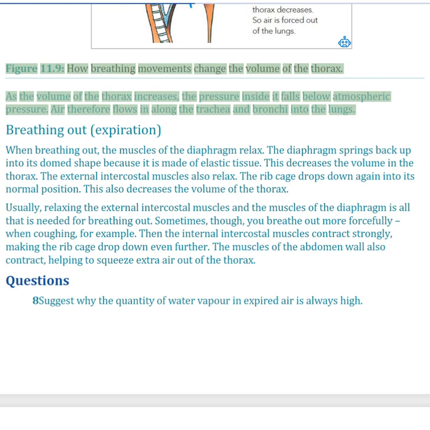As the volume of the thorax increases, the pressure inside it falls below atmospheric pressure. Air therefore flows in along the trachea and bronchi into the lungs.